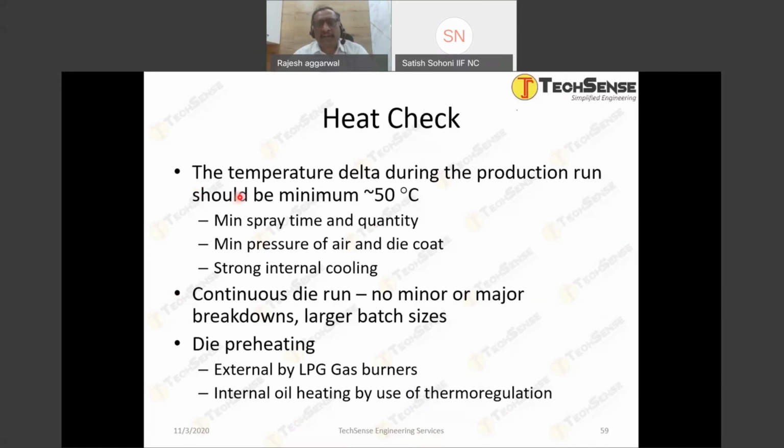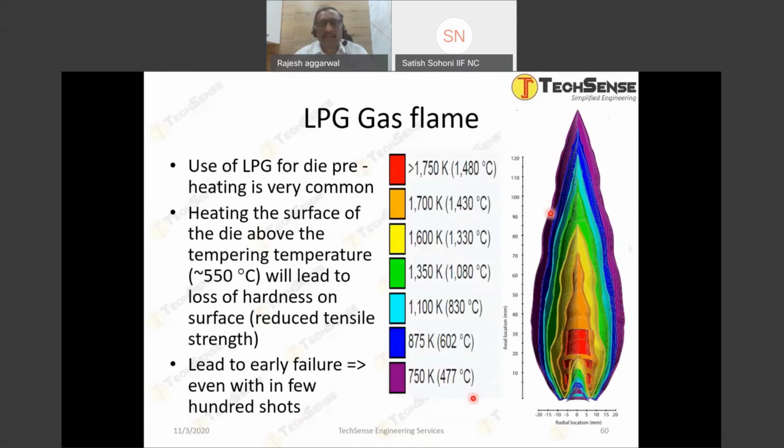The temperature delta during the production run should be minimum. Meaning what? Minimum spray time and quantity, minimum pressure of air and die coat, strong internal cooling. We should run the die as much as possible continuously, with no major or minor breakdowns, as well as larger batch sizes. Die preheating, external by LPG gas burners or internal by oil heating or by use of thermoregulation. What happens with the external gas heating? LPG flame. So this is the standard image of the gas flame and the temperature associated with the color of the flame. Okay.